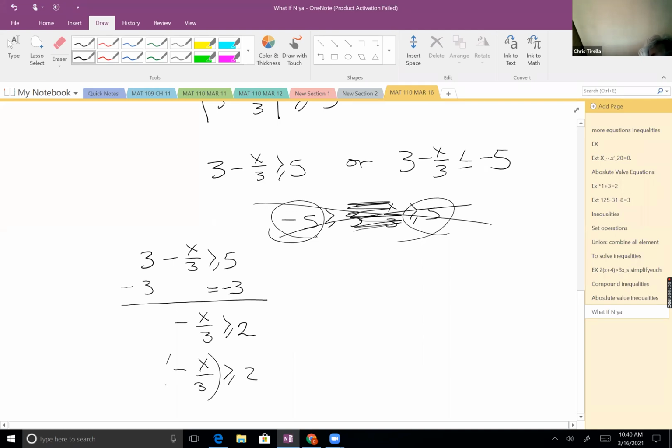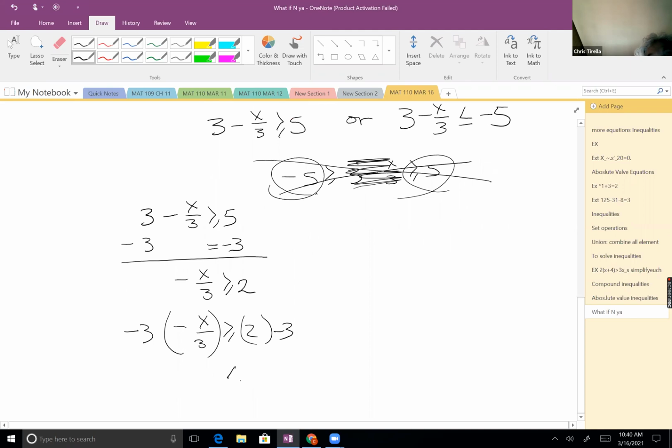we'd have to multiply both sides by negative 3. And remember, when we multiply by a negative, we change direction. And so we get that x is less than or equal to negative 6.